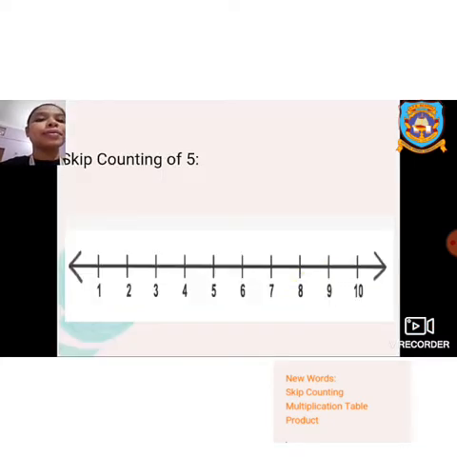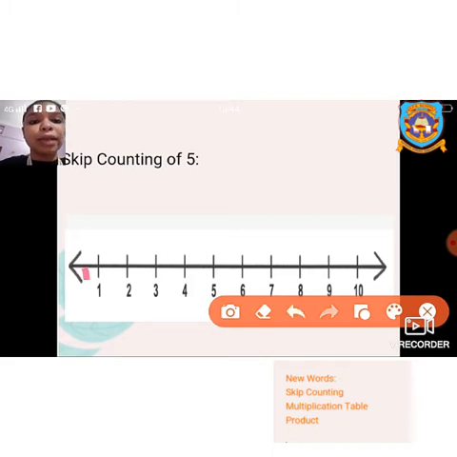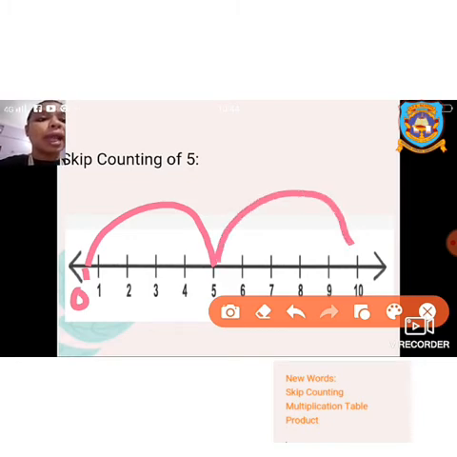Okay. Now skip counting of 5. How to do skip counting of 5? Again, I'll mark it as 0. Okay, and I'll start from 0 and I'll do skip counting. So from 0 if I start, I will land on 5. Okay, again from 5 I have to do, then I'll land on 10. See, I have to skip count by 5 times, isn't it?